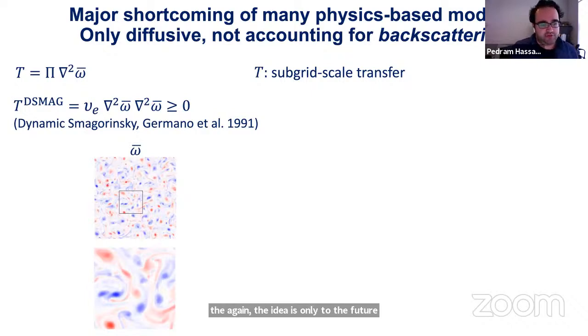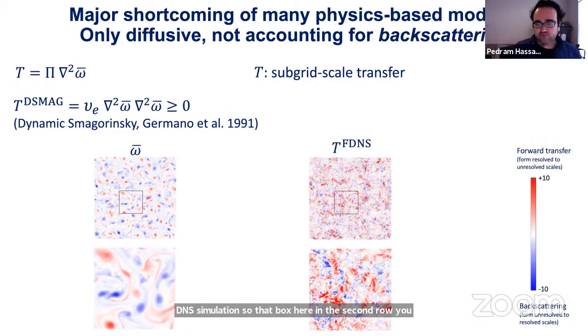So here is an example of the filtered vorticity field from the DNS simulation. The box here in the second row, you see this zoomed in. This is what the filtered DNS gives us. You can treat this as the truth. And you see that a lot of grid points are red, if you zoom in as well. So this is the forward cascade. These are the grid points where we have diffusion due to the smaller scales.